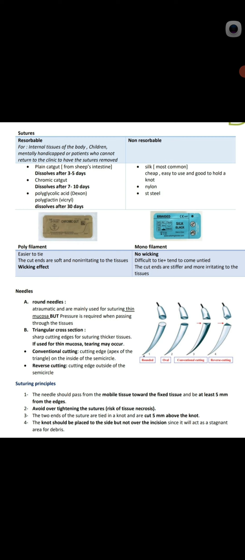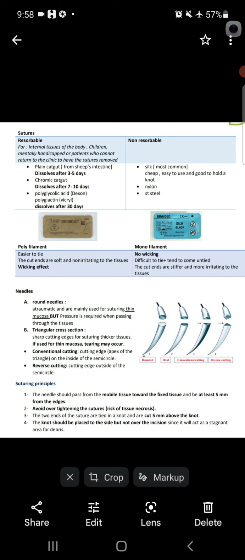In triangular, there will be conventional cutting and reverse cutting. In conventional cutting, the cutting edge, the apex of the triangle, is on the inside of the semicircle. But in reverse cutting, the cutting edge is on the outside of the semicircle. Look at the conventional cutting and reverse cutting.